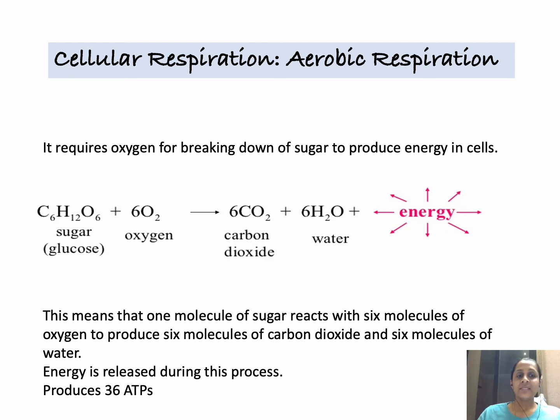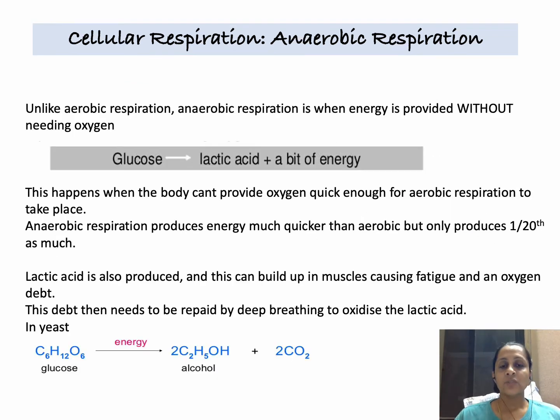utilize. So here the energy is being released, and it produces 36 ATPs. Now ATP is the unit of energy, which is adenosine triphosphate. You don't have to remember the full form, but you just have to remember that more amount of energy is released during aerobic and less amount of energy is being released during anaerobic respiration. So when we talk about the other type of respiration, anaerobic.